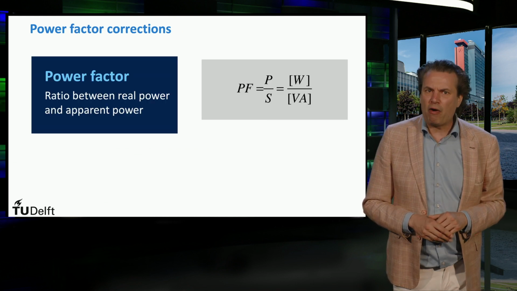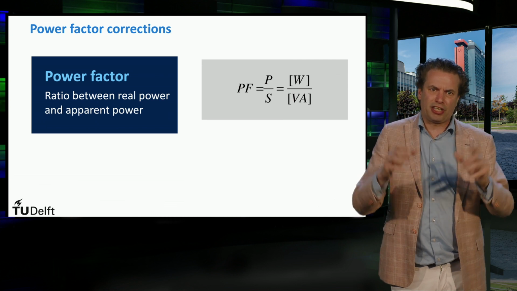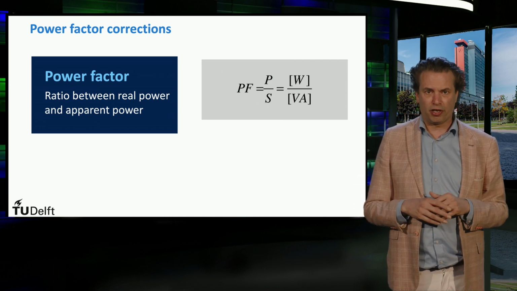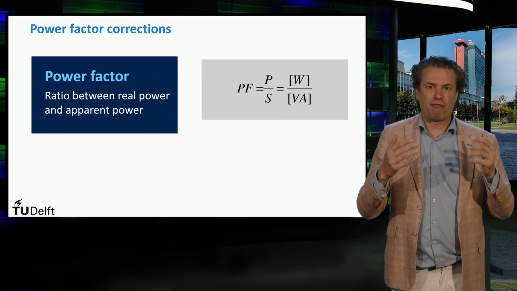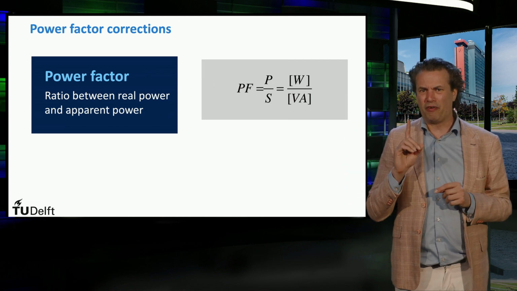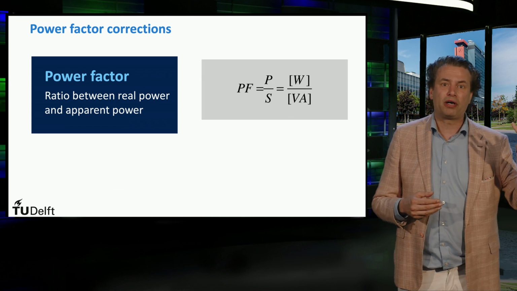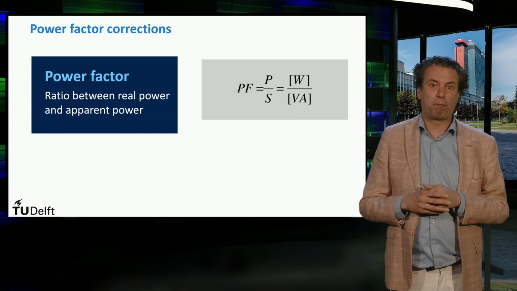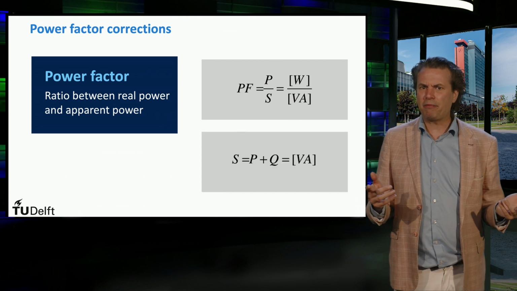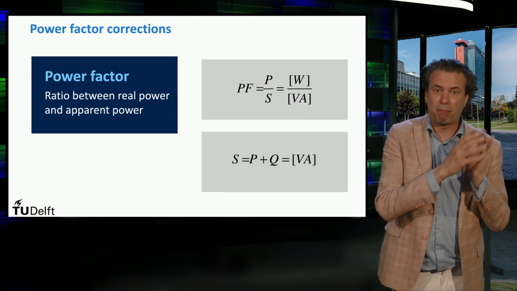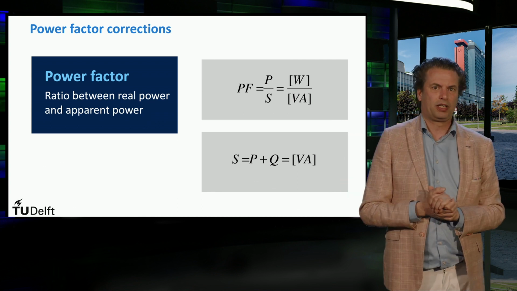Fluctuations in the power output can cause transients in the power supply, which will affect the quality of the power. These transients decrease the power factor, which is defined as the ratio between the real power, active power P, and the apparent power S. The apparent power is the sum of the active power P and the reactive power Q.